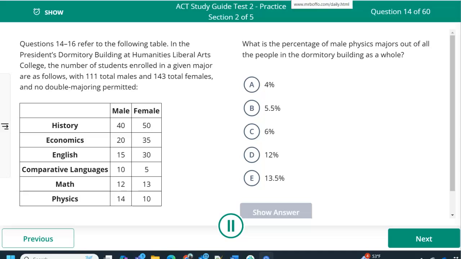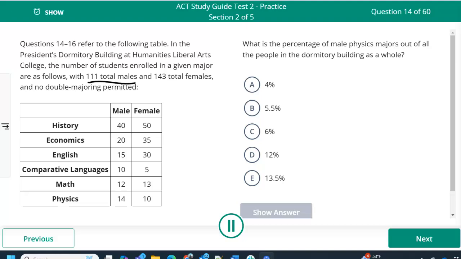Questions 14 to 16 refer to the following table in the President's Dormitory Building at Humanities Liberal Arts College. The number of students enrolled in a given major are as follows, with 111 total males, 143 total females, no double majors. What is the percentage of male physics majors out of all the people in the dormitory? How many male physics majors are there? That would be this number right here, 14. And to get a percentage of the total, we need to add 111 and 143, that would be 254. So 14 divided by 254.